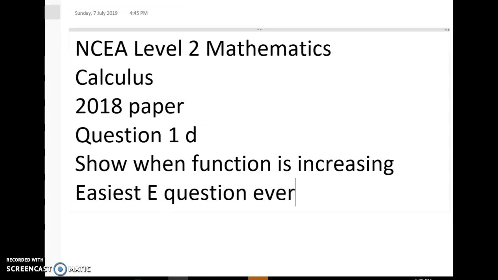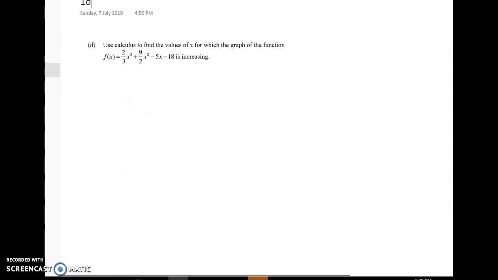Here's the first excellence question from last year's 2018 calc paper. And it's the easiest excellence question ever if you've got the hang of it. And it goes like this. We're asked to find the values of x for which the graph of the following function is increasing. And again, what we did in level 2 graphing this year is really going to help us.